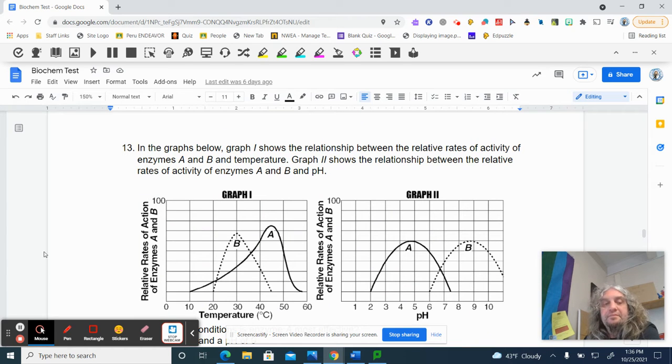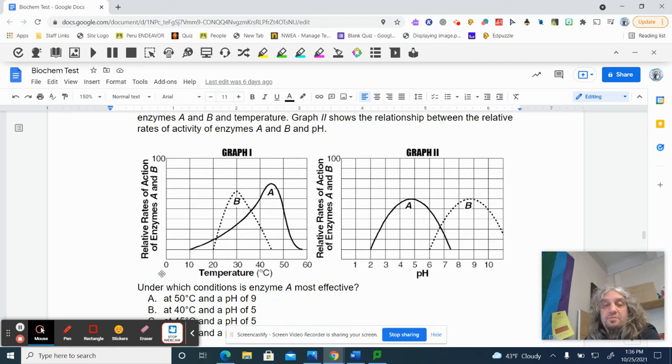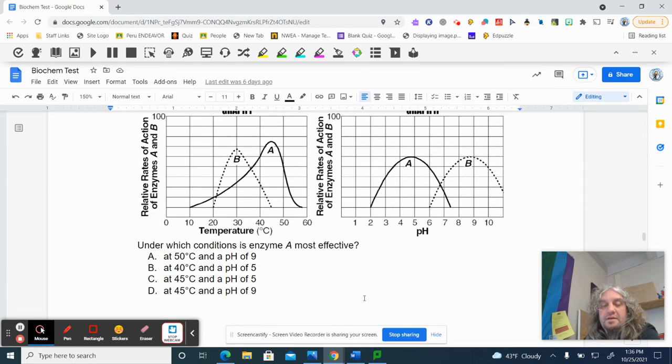Question 13. The graphs below show the relationship between the relative rates of activity of enzymes A and B and temperature. Graph 2 shows the relative rates of activity of enzymes A and B and pH. So the y-axis is rate of activity. The x-axis on graph 1 is temperature. The x-axis on graph 2 is pH. Under which conditions is enzyme A most effective?